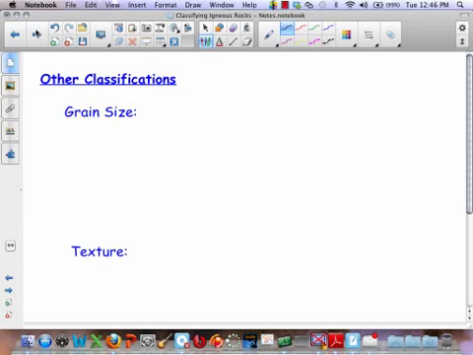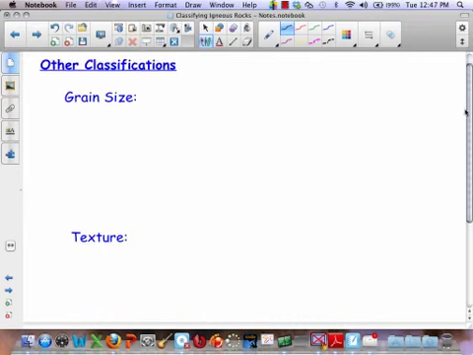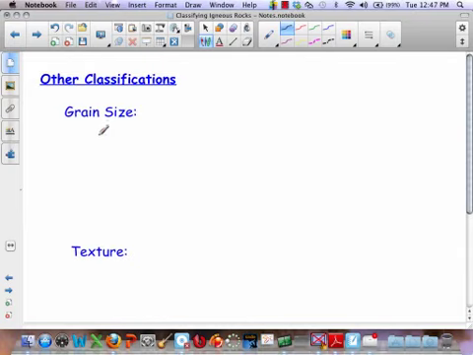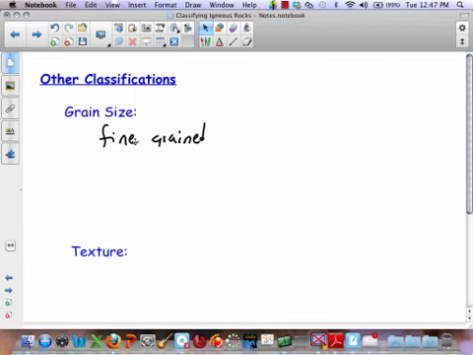So one way that, like I said, today's all about classifying igneous rocks. We already just talked about classifying based on the magma source. But we can also classify based on the grain sizes. And so when we do that, we can have a lot of different grain sizes. Are they fine grained? I guess above fine grain, we probably should put glassy.